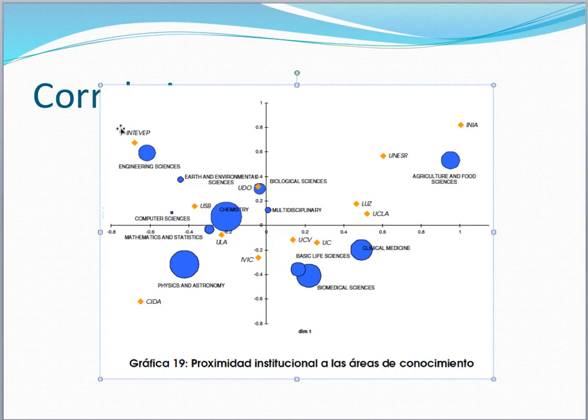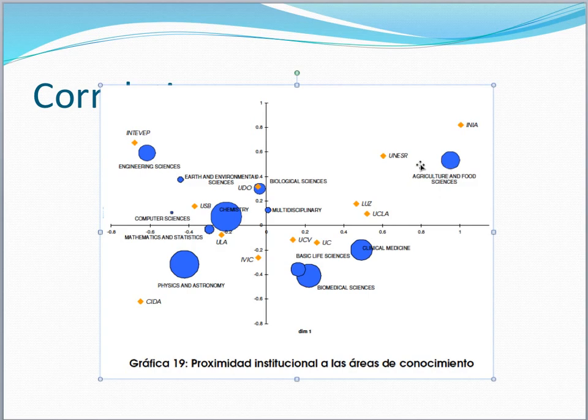For example, we have this institution called Intevep right here at the top. Well, they are producing mostly in engineering science, and they also do some scientific research on earth and environmental science. However, UDO, which is another university, also does a lot of biological science and some earth and environmental science. USB, another university, does mostly chemistry, some computer science, and some math and statistics. CIDA, another institution, is mostly doing research on physics and astronomy. By the way, the closer you are to the center, it means that you do a little bit of everything. However, when you're in the periphery, like INIA here, they do mostly agriculture and food science.